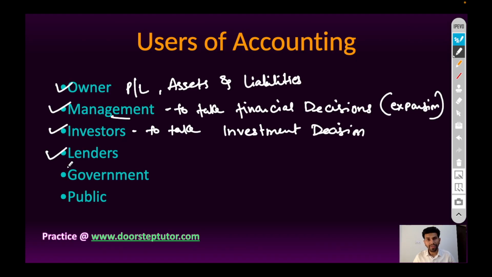Lenders of the business are users of accounting. Before lending money to a business, they check the solvency position to know whether the business has the ability to repay or not. So lenders. Next, government, to know about the tax liability.